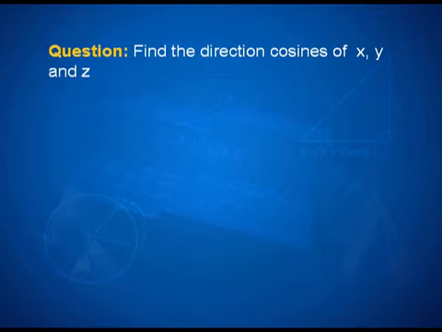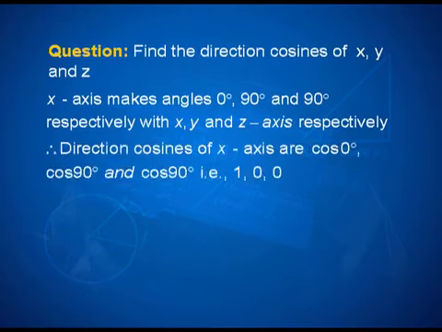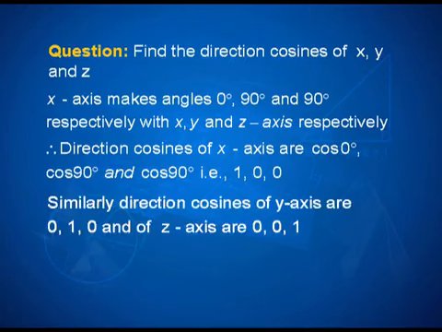The question says, find the direction cosines of x, y and z axis. Now, we know very well that x axis makes 0 degree, 90 degree and 90 degree angle respectively with the three axes, and therefore, the direction cosines of x axis will be cos of 0 degree, cos of 90 degree and cos of 90 degree. That is 1, 0 and 0 are the direction cosines of x axis. Similarly, you can talk about the direction cosines of y axis which are 0, 1 and 0 and z axis 0, 0 and 1. Now, these quantities will play an important role in our future discussion. So, do keep this little result in mind.